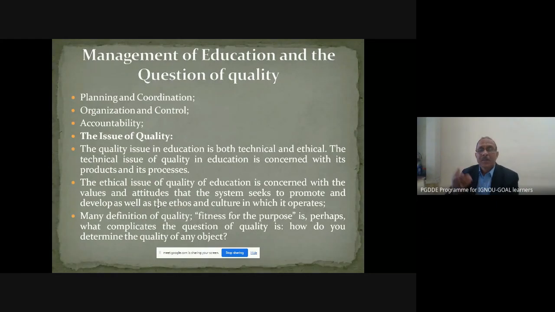planning and coordination, we have already talked about that. Here, we talked about the education industry sector in the first unit. Planning and coordination go hand in hand, and organization and control also, and ultimately the accountability. What is the accountability of various sections or various systems in an organization or within the education system?